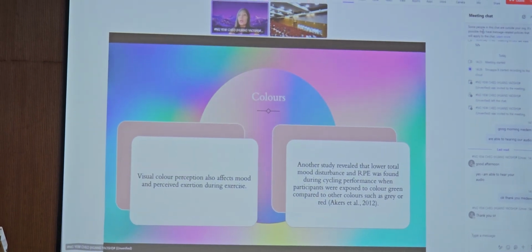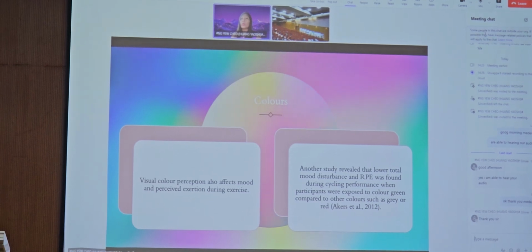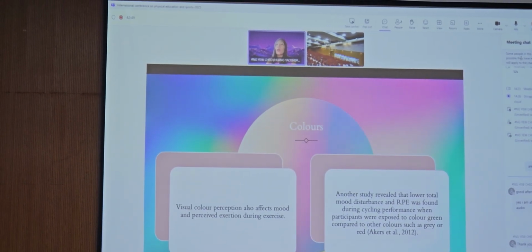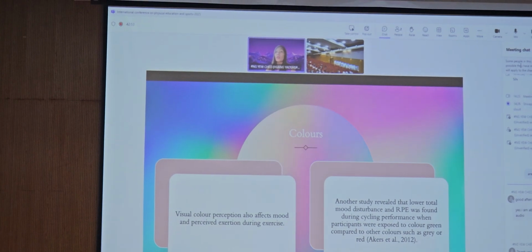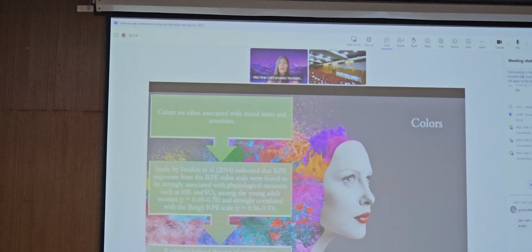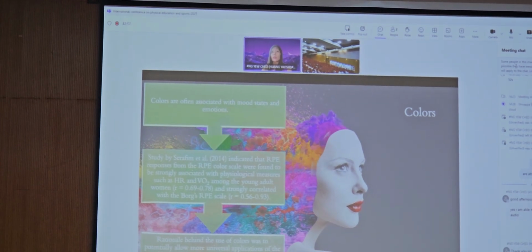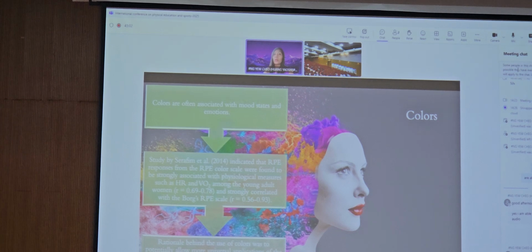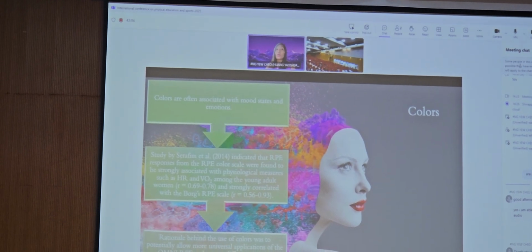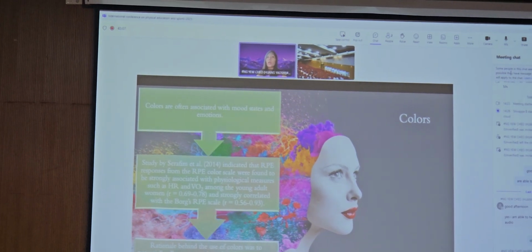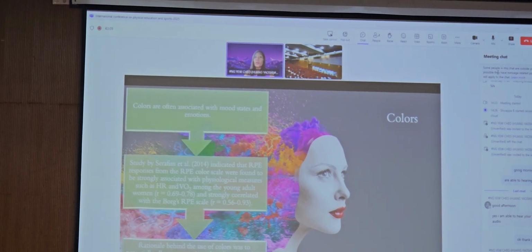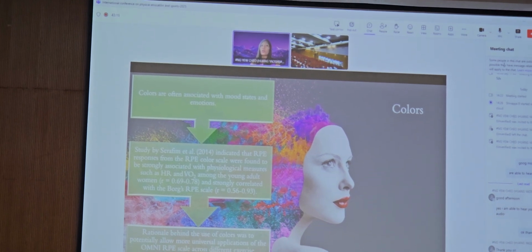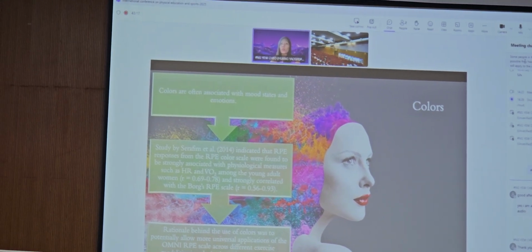Another study revealed that lower total mood disturbance and RPE were found during cycling performance when participants were exposed to green color compared to other colors such as gray or red. Colors are also often associated with mood states and emotions. Another study, done by Seraphim, indicated that RPE responses from the RPE color scale were strongly associated with physiological measures such as heart rate and VO2 among adult women, with R values of 0.69 to 0.78, and it's also strongly correlated with the Borg RPE scale, 0.56 to 0.93.